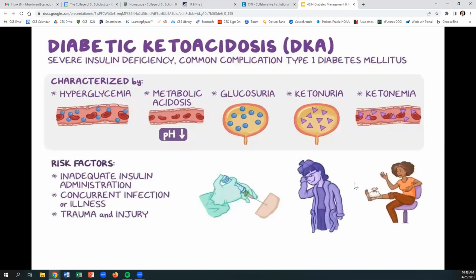So an example of an extreme case of high blood sugar is something called diabetic ketoacidosis. This is a result of severe insulin deficiency, and it's a common complication in type 1 diabetics. Typically, this is the sentinel event that sends a small juvenile, less than 10 years old, to the emergency room, and this is how they find out that they have type 1 diabetes.